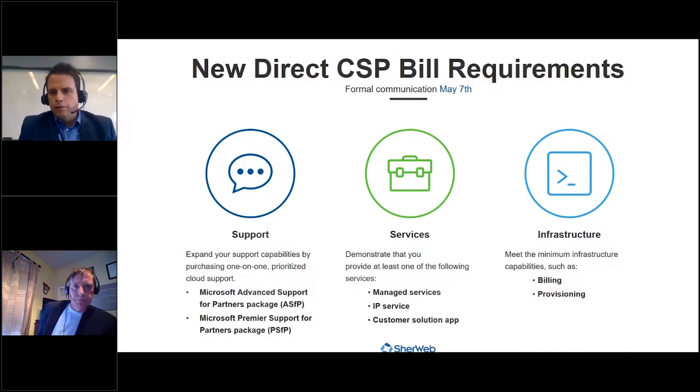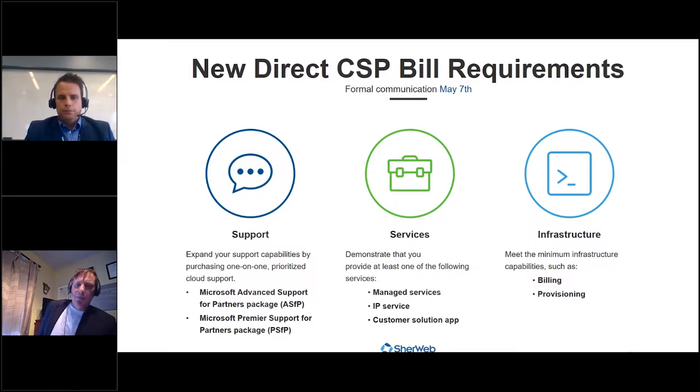So Charles, the infrastructure requirements, those haven't changed. As Charles said, the billing and the provisioning is still a responsibility of the Direct CSP. Therefore, you have to have the portals, the mechanism, the APIs in place and continuously supported to be able to communicate with Microsoft infrastructure and services. The service requirements such as managed service, IP, customer solution app, those haven't changed either, correct? That's the same requirement as before?